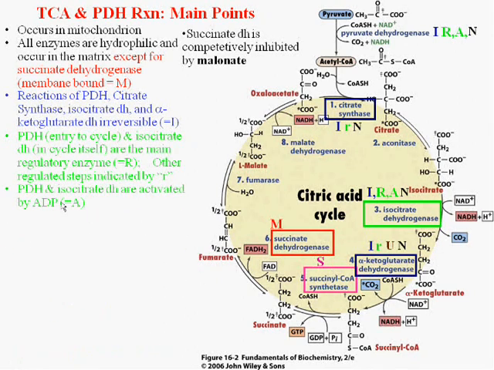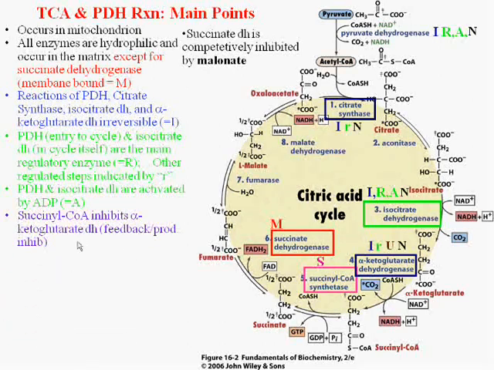Alright, what else? The PDH, pyruvate dehydrogenase, and isocitrate DH, the main control reactions, are activated by ADP. That makes sense, right? If you don't have much ATP, you have a lot of ADP, so you want to get ATP made, so you activate the TCA so you can get energy to make ATP.